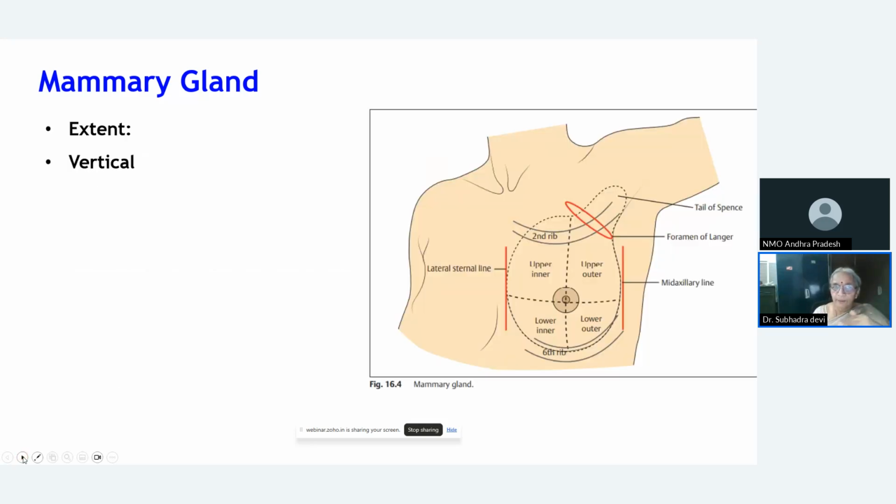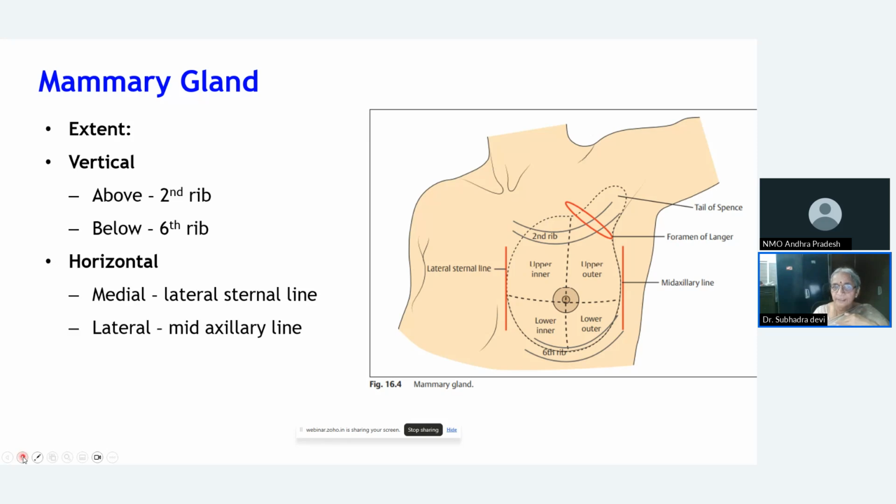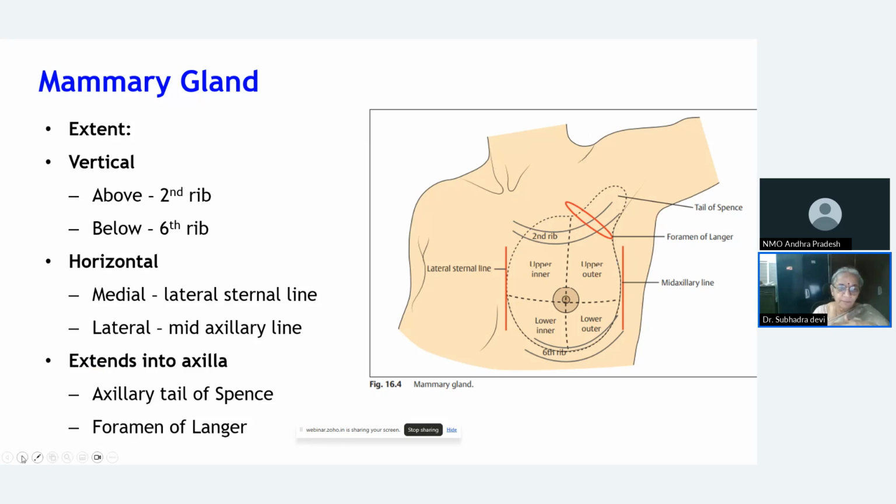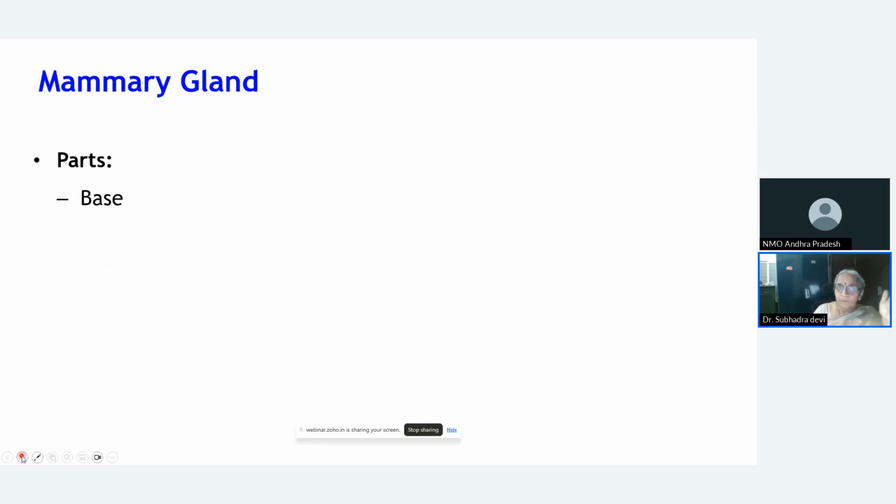You should be able to give the vertical extent, second to sixth rib, horizontal extent, retrosternal line to mid-axillary line, and how it extends into the axilla in the form of an axillary tail of Spence, which passes through a foramen in the deep fascia, the foramen of Langer. So these are some of the terms you should remember when it is asked, because these can be given as an MCQ.